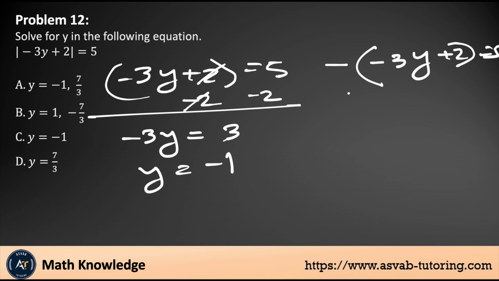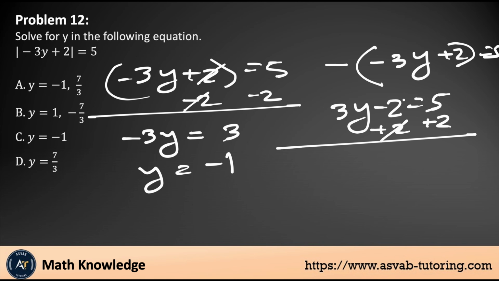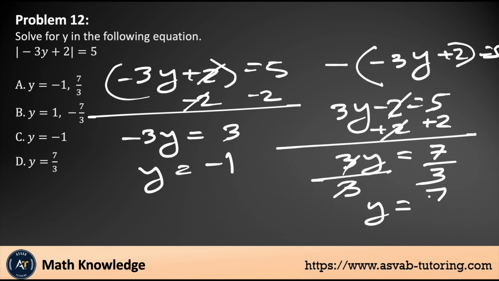And if you do it for the negative, so that gives you negative times negative is positive, 3y minus 2 equal to 5, add both sides by 2, so that gives you 3y equal to 7, divide both sides by 3, so that gives you y equal to 7 over 3. So this is the answer option, negative 1 and 7 over 3.